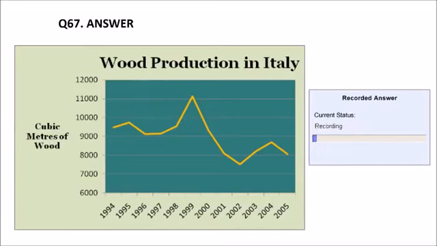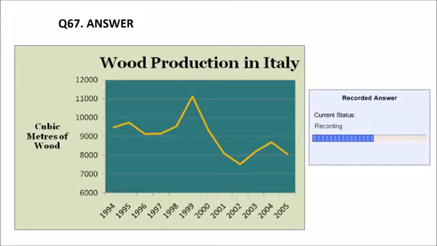This line graph represents the cubic meters of wood produced in Italy from year 1994 to 2005. In year 1994, about 9,500 cubic meters of wood were produced, and the production attained its peak in year 1999, where over 11,000 cubic meters of wood was produced.